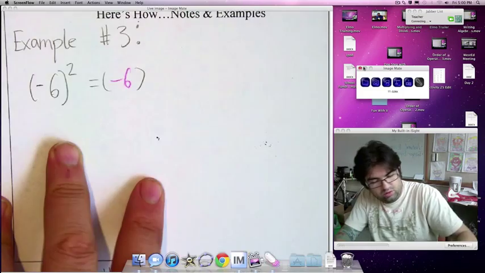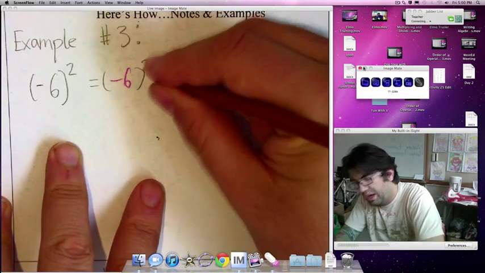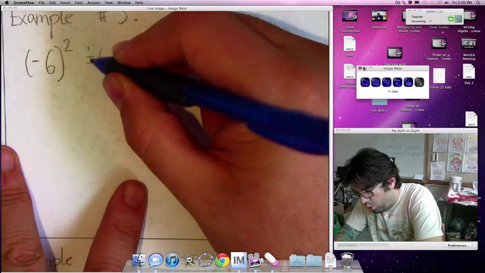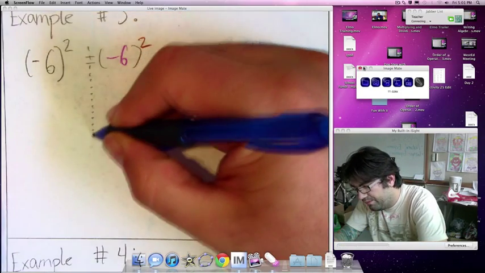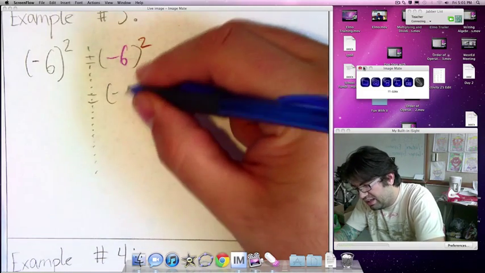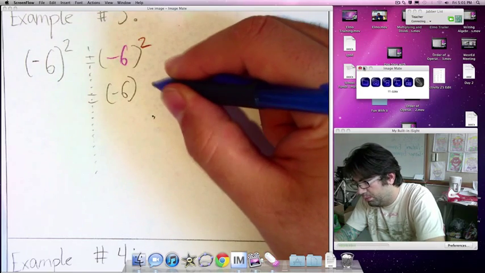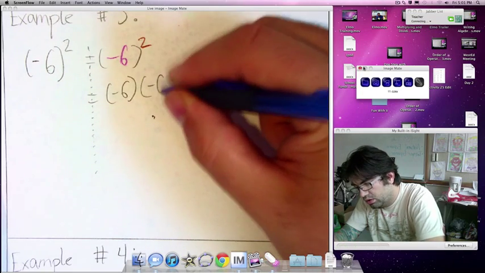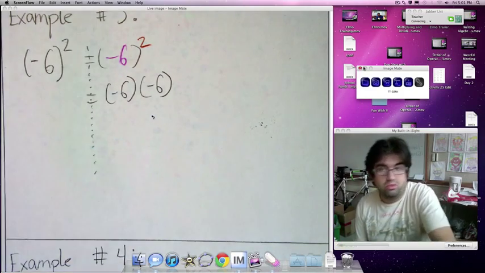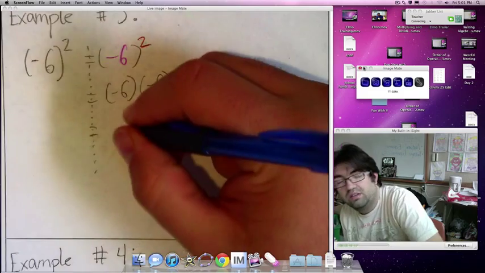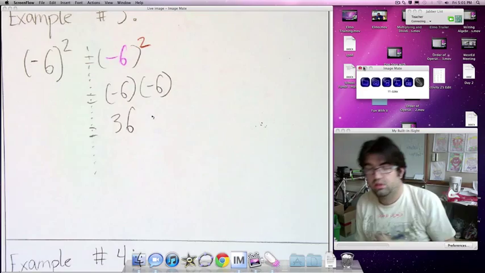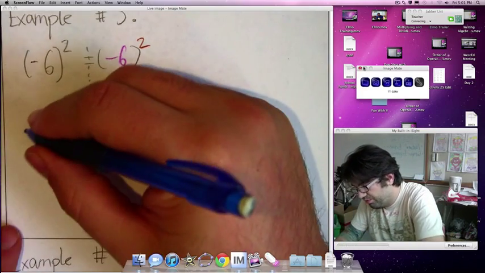Negative 6 squared. This is my exponential form. And now I'm going to write it in expanded form. I write it twice because of the exponent. Well, now I'm just going to multiply. Negative times a negative is a positive, so 6 times 6 is 36. That's it. Hey, done.